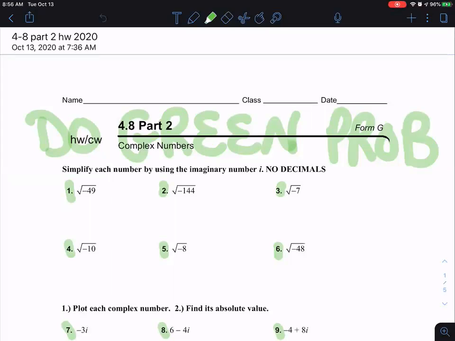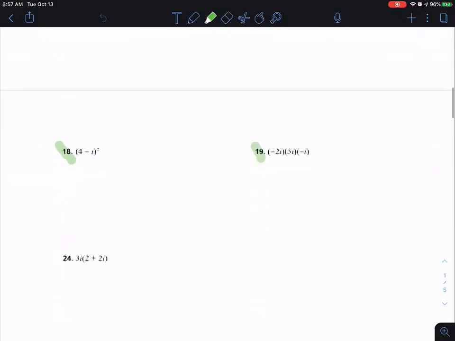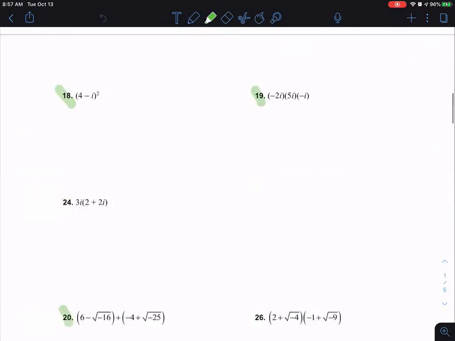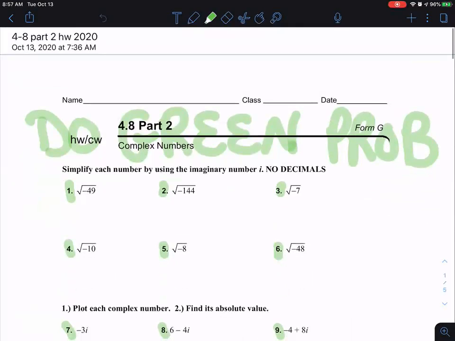I highlighted problems in green today. You should see that the title says 4-8 Part 2 Homework 2020. The problems in green are the problems that I could potentially be grading. You don't have to do the other problems. It's always encouraged for you to do whatever extra practice you need.